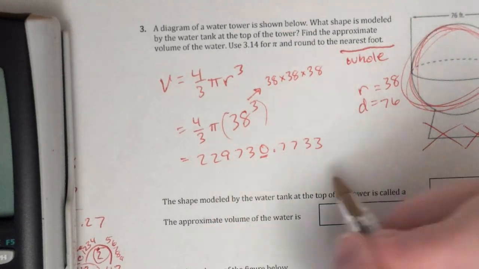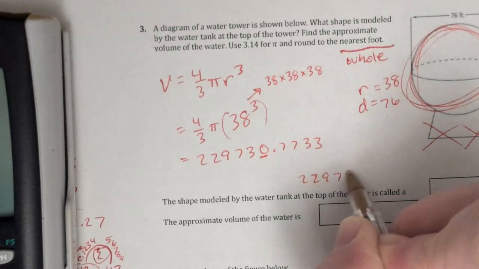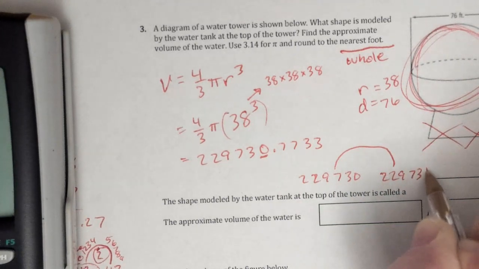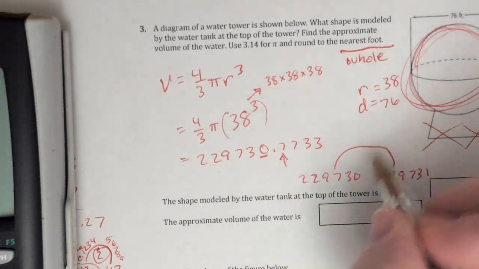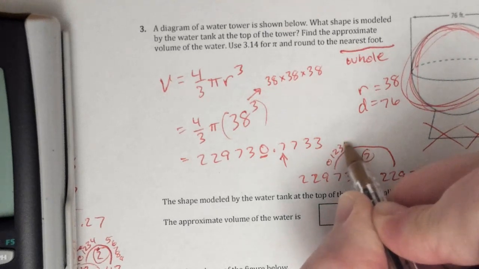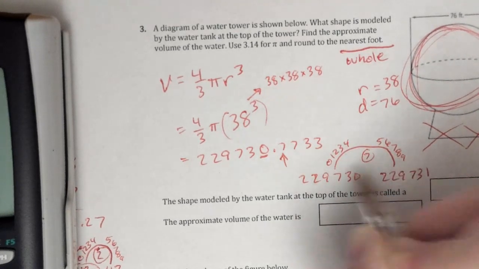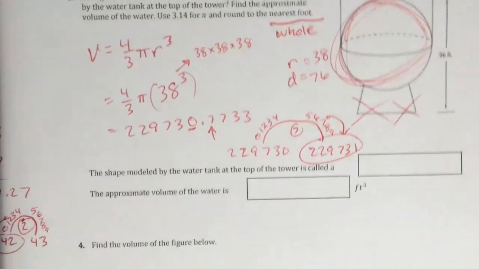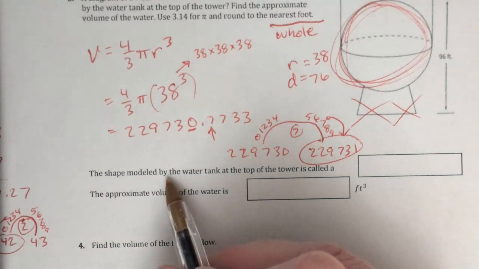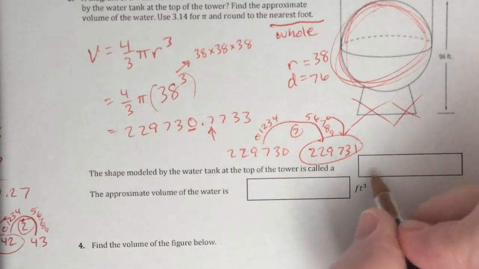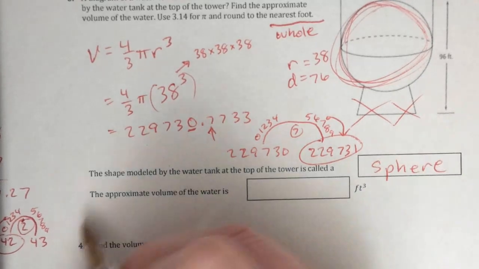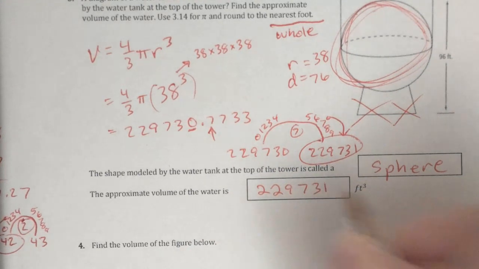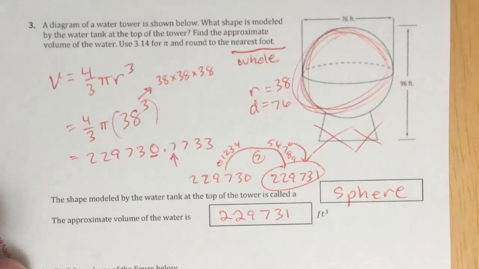So we want, are we staying at 229,730, or are we rolling to the next one, 229,731? That decision is made by the 7. So 0, 1, 2, 3, 4 versus 5, 6, 7, 8, 9. If I drop the ball at 7, it would roll to the next number, and there's my answer. So let's make sure we answered everything they wanted. The shape modeled by the water tank on the top is called a what? That is a sphere. The approximate volume of the water was 229,731. And that was the answer to number 3.